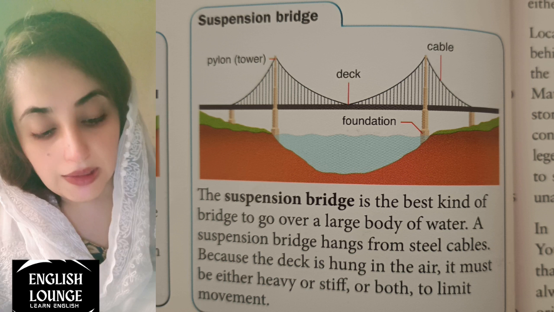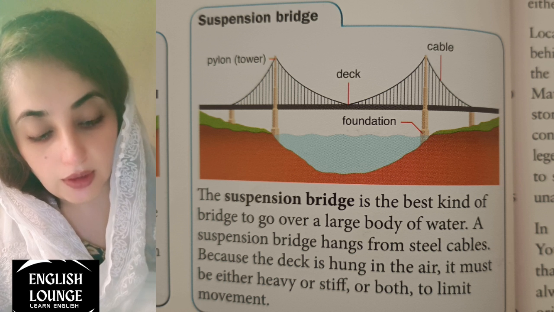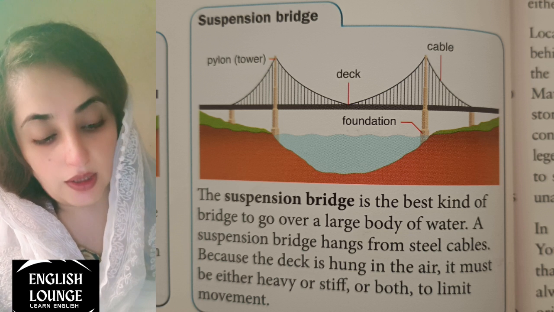The suspension bridge is the best kind of bridge to go over a large body of water. A suspension bridge hangs from the steel cables. Because the deck is hung in the air, it must be either heavy or stiff or both to limit the movement.